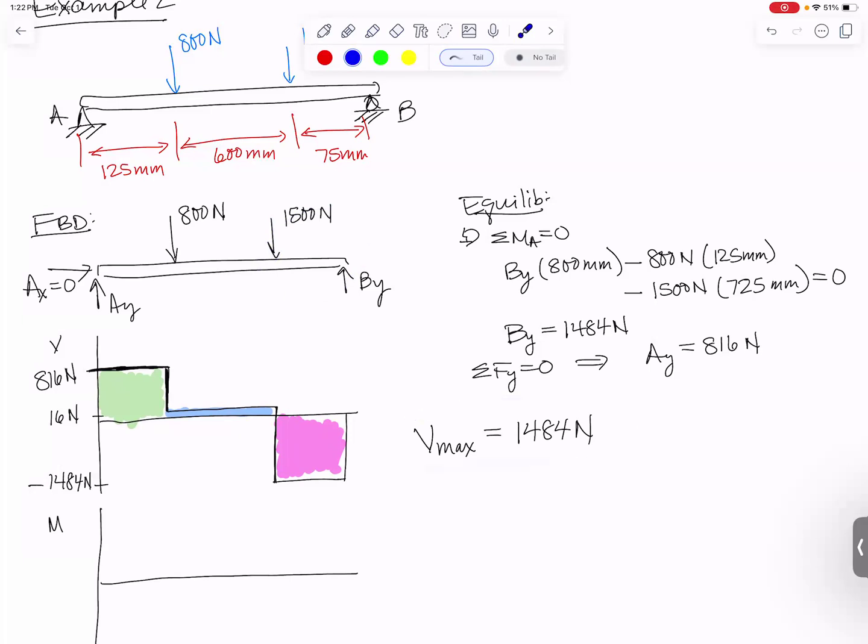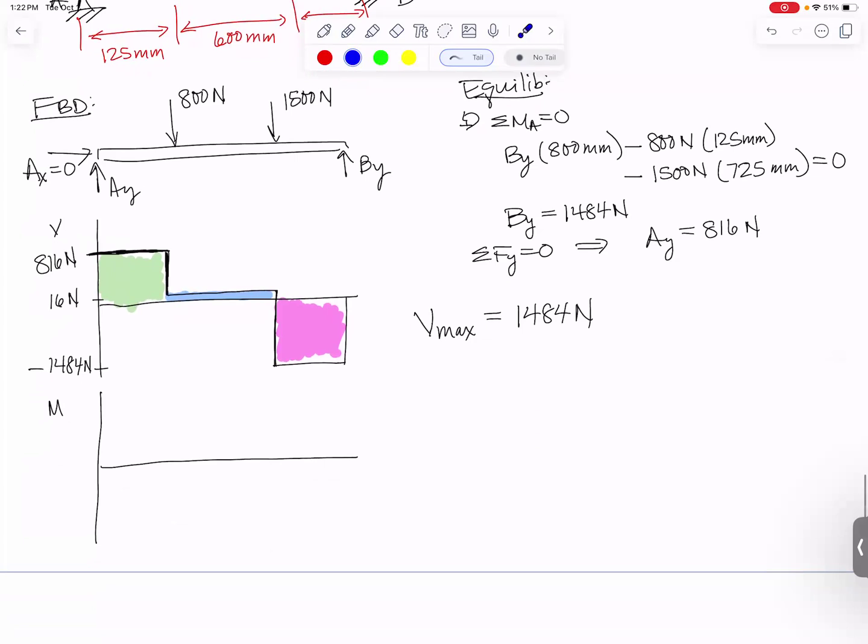Moving on, let's do the bending moment next. Bending moment, I do not have any moment applied here because it is a pin. So that means that my bending moment needs to start at 0. The only time your bending moment will start at something other than 0 is if you have a fixed support or an applied couple moment right there. But if you don't, it just starts at 0.